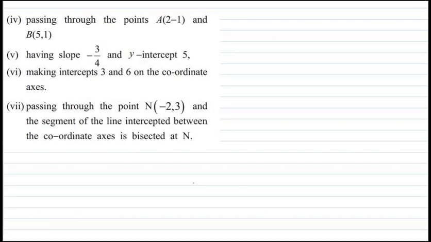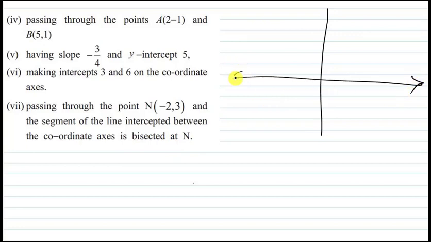Now the next question is: we have to find the equation of the line passing through the point N (minus 2, 3), where the segment of the line intercepted between the coordinate axes is bisected at N. The given information is, let's suppose this is your y-axis, this is your x-axis. There is a line passing through like this and it is passing through (minus 2, 3), which is the point N, right?